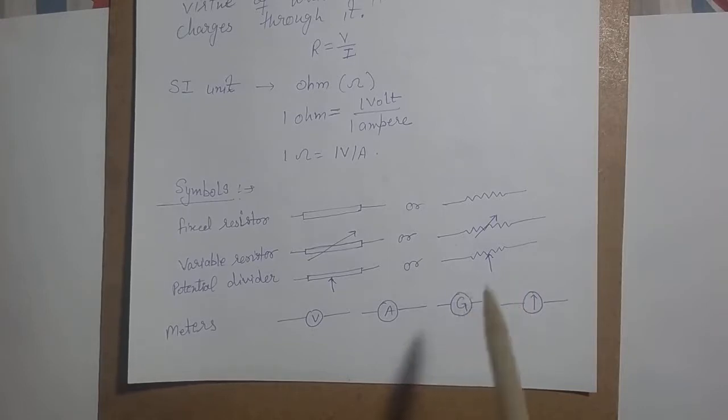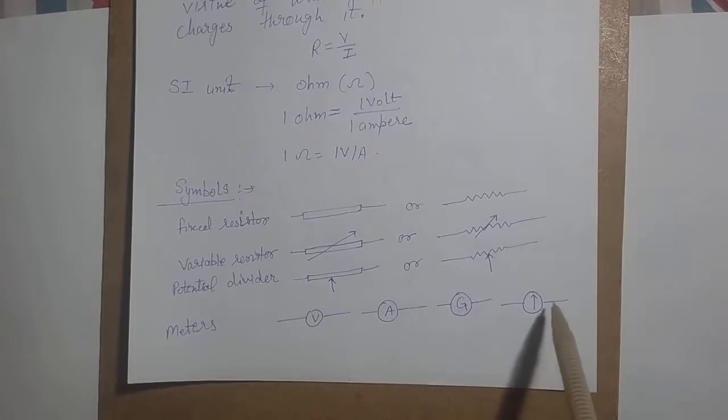Now these are meters. You are aware of these. This is the voltmeter with positive and negative terminals. This is the ammeter, ampere meter. This is the galvanometer. The ammeter measures the current, the voltmeter measures the potential difference, and the galvanometer shows the direction of flow of current. And this is the arrow. This arrow shows the direction of flow of current through a given circuit.